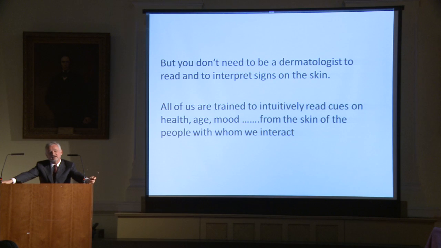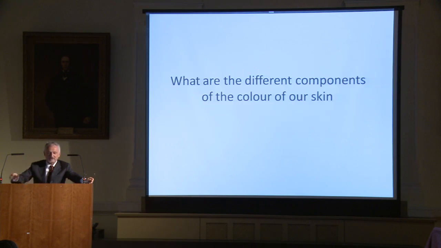All of us are trained from the first days of our life to intuitively read cues of health, age, mood from the skin of the people with whom we interact. And much of this is associated with color changes of the skin. So what are the components of the different colors of our skin?